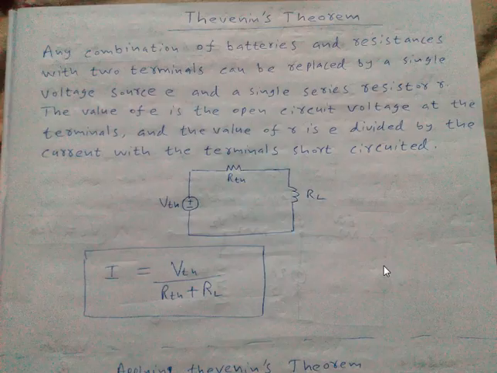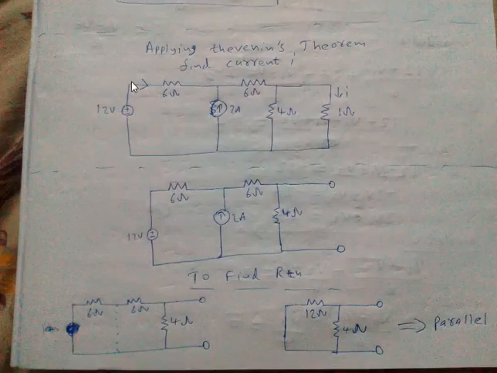So now we are going to check its application. Its application is nothing but we can find the current which is passing through one portion of the electric circuit. That is the main application of Thevenin's theorem. So this is a problem that we have now. If we solve this problem, then you will get a thorough knowledge about Thevenin's theorem. Apply Thevenin's theorem and find current I, which is passing through this portion.